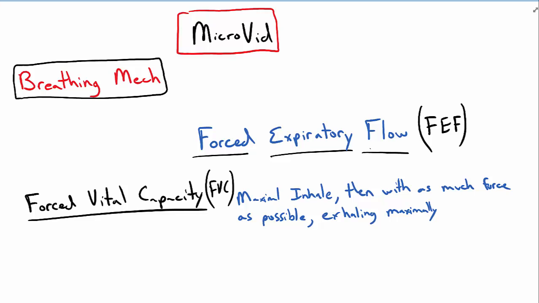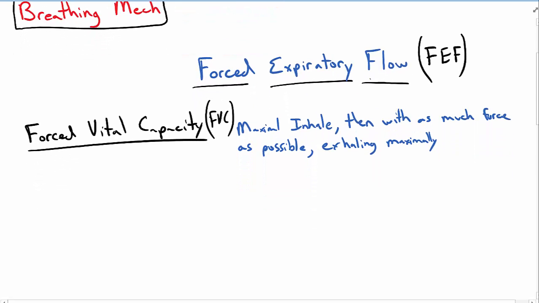This also can be done from a maximal exhale and then forcibly, maximally inhaling all the way to total lung capacity. So now that we know what forced vital capacity is, forced expiratory flow is the volume change over time during the middle half of FVC. So what do I mean by that?